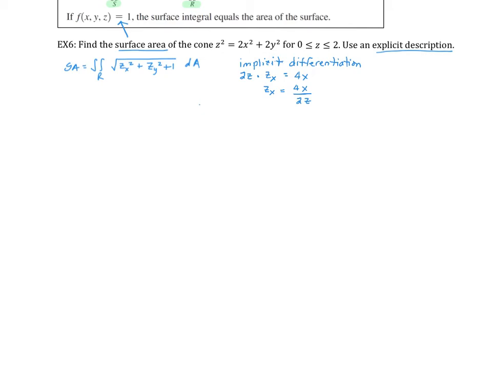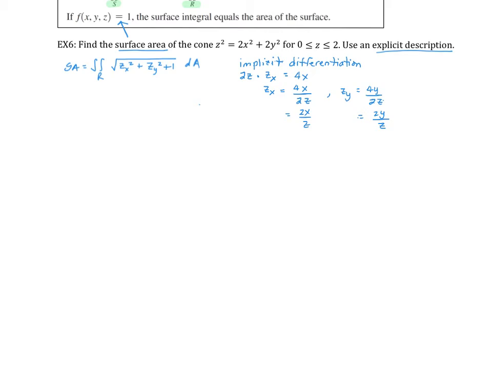And then I can reduce that to 2x over z. So the partial derivative with respect to y is going to be the same thing. We'll end up having 4y over 2z, which would be equal to 2y over z.